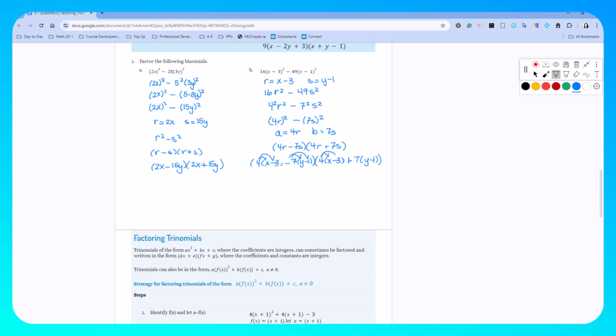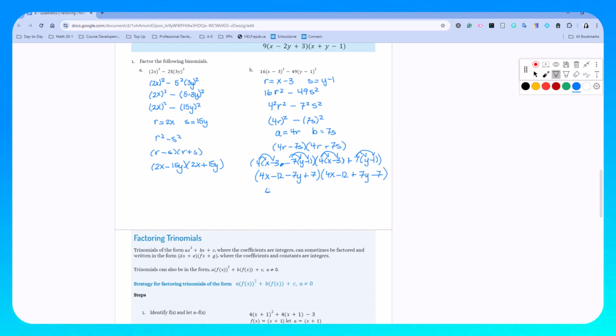A lot of distributing. So we get 4x minus 12, minus 7y plus 7. Minus 7 times a minus 1 is plus. That's our first factor. Here we have 4x minus 12 plus 7y minus 7. That's our second factor. Let's simplify.